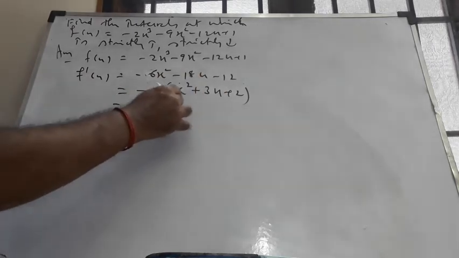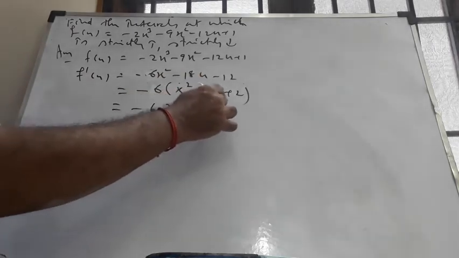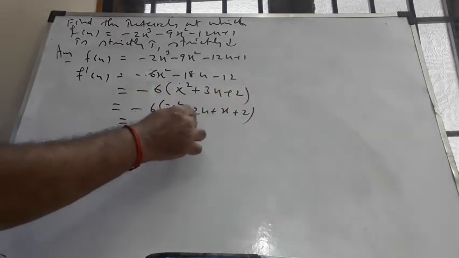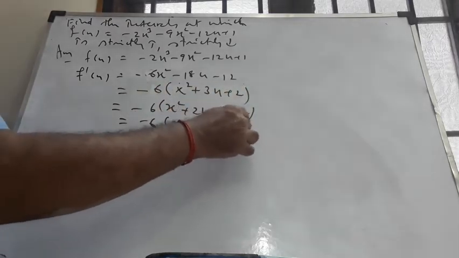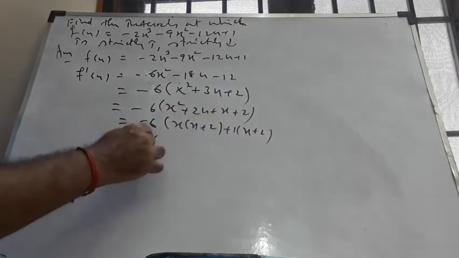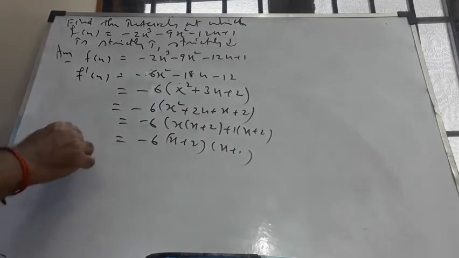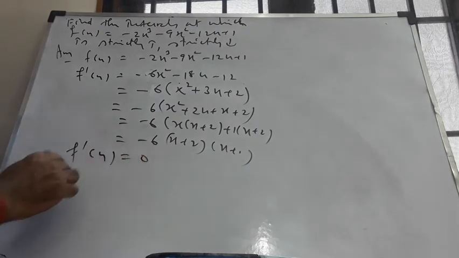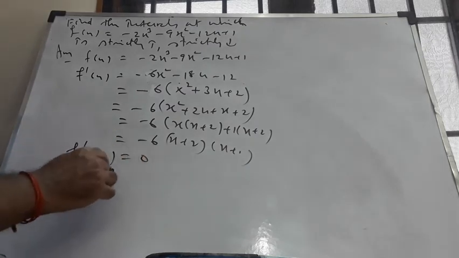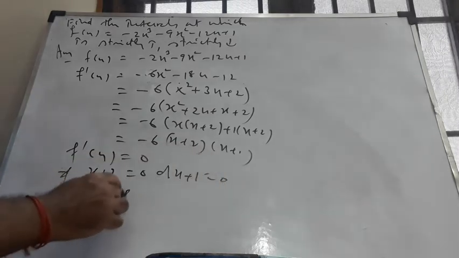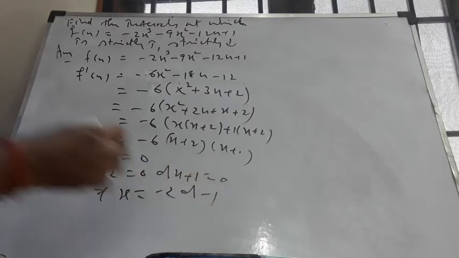Now I will be able to split the middle term: 2x plus x plus 2. Therefore, this is minus 6 into x into x plus 2 plus 1 into x plus 2, which implies minus 6 into x plus 2 into x plus 1. Therefore, f dash of x equal to 0 will imply x plus 2 is equal to 0 or x plus 1 is equal to 0, implies x equal to minus 2 or minus 1.